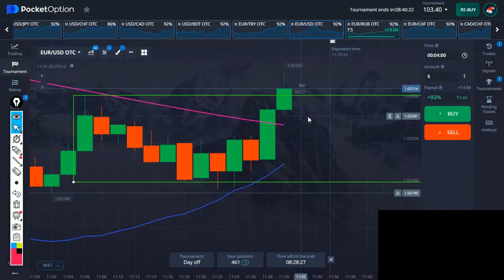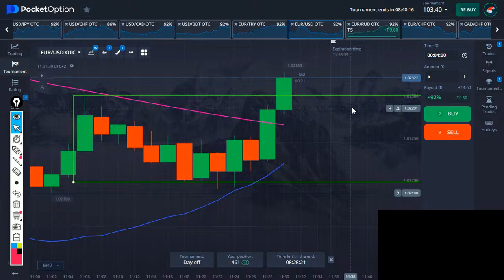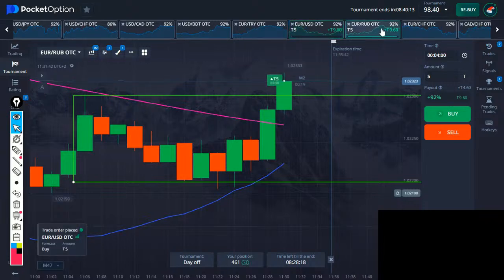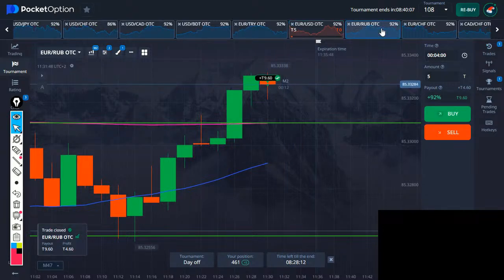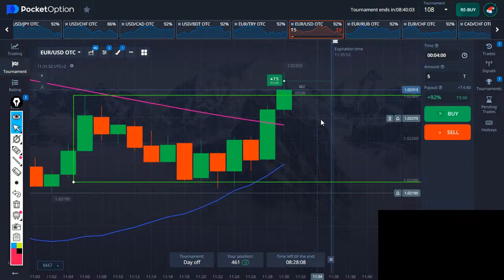Okay, so now we are in the last 30 seconds. I need a strong close or a push. That's it. I'll take a buy over here. This is gonna be a winning trade, and that's good. 2 out of 2 till now. Let's see how this will play out.